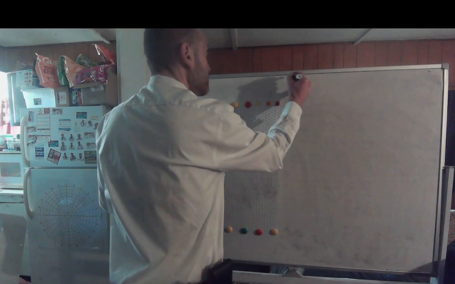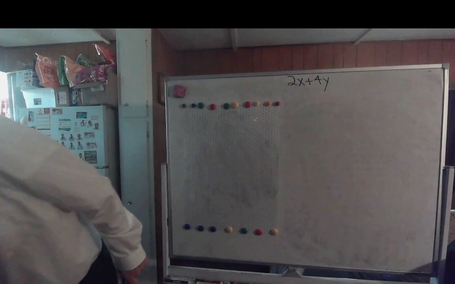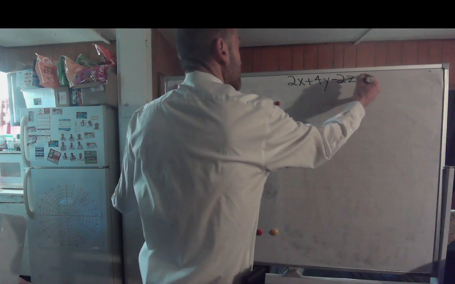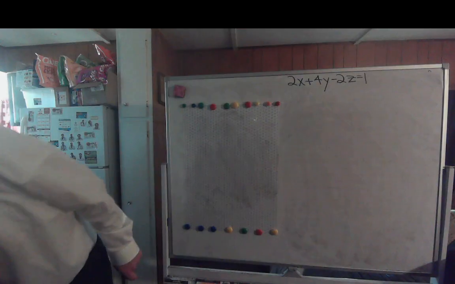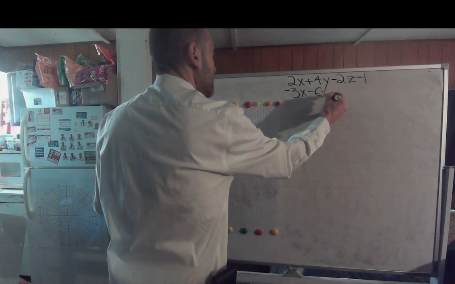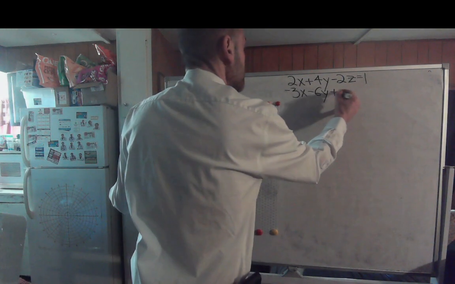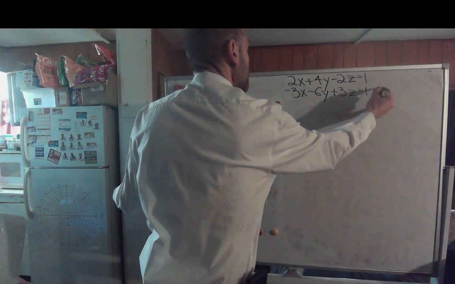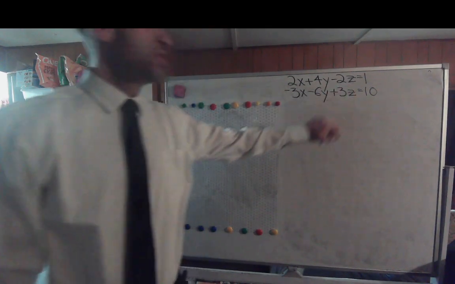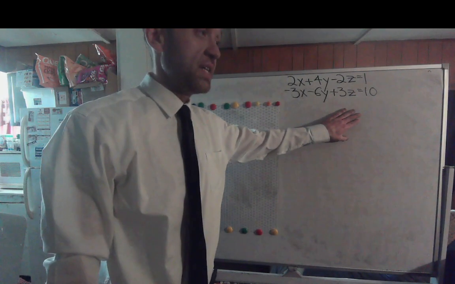Alright, so we have 2x plus 4y minus 2z equals 1, and negative 3x minus 6y plus 3z is equal to 10. So we have 2x plus 4y minus 2z equals 1. Negative 3x minus 6y plus 3z is equal to 10.